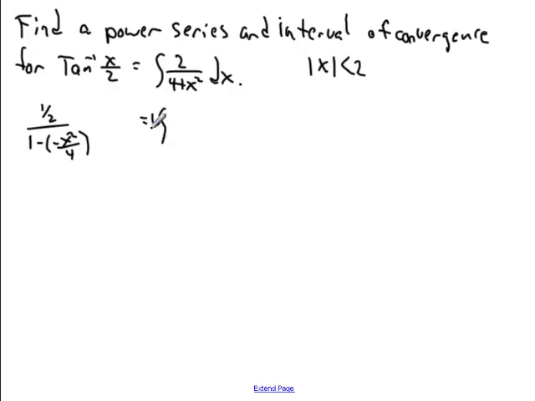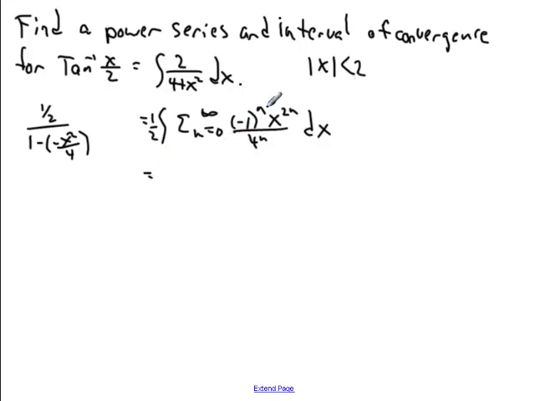So we'll get 1 half, which we can write on the outside. And our series is going to be the sum from n equals 0 to infinity of negative 1 to the n, x to the 2n over 4 to the n dx. And this is going to be valid for absolute x less than 2.